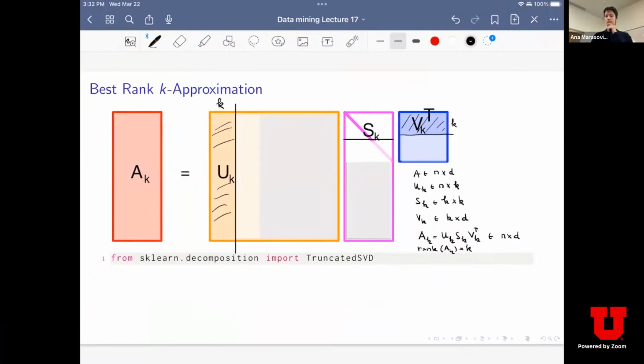All right, and as always, none of these things have to be coded from scratch. I mean, you could see now that it's very easy to do this matrix multiplication, but you can also use truncated SVD from scikit-learn, as always.